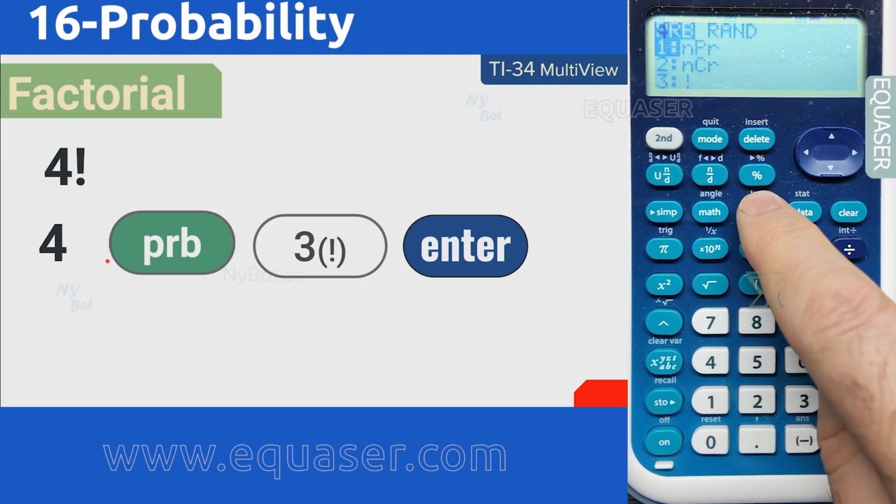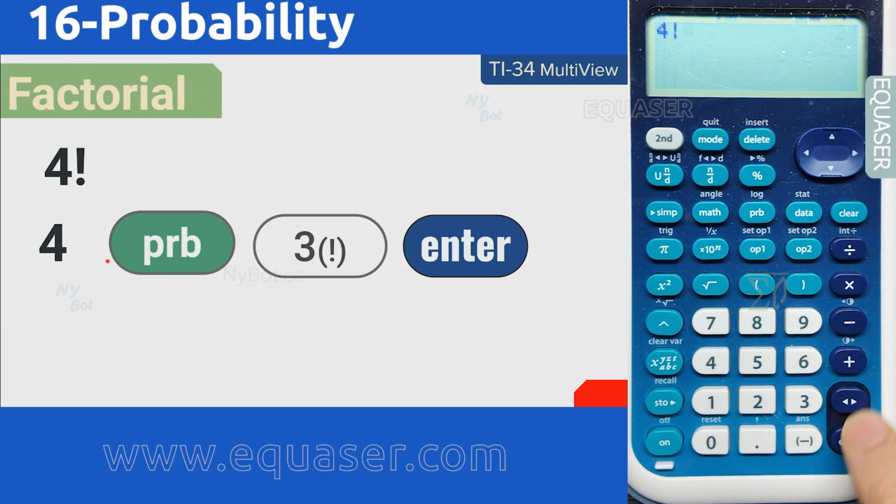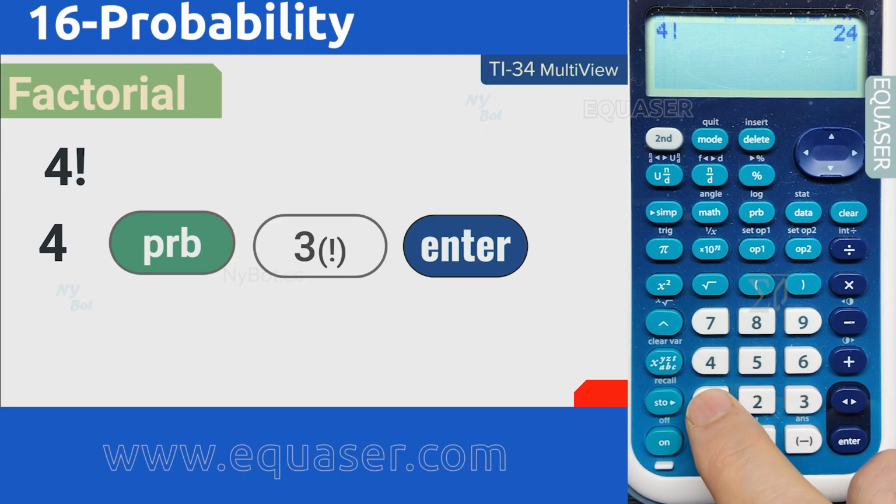Now let's have a look at the factorial. 4 PRB and then 4, that's factorial. Evaluate it if you want.